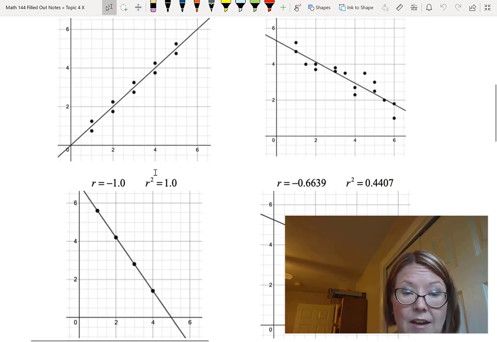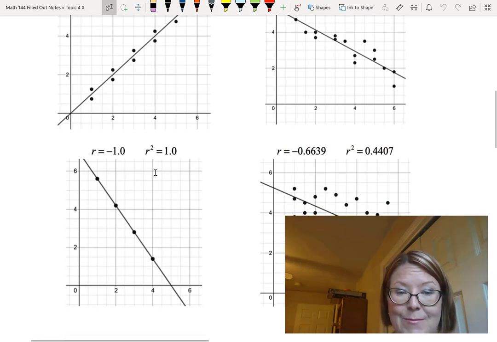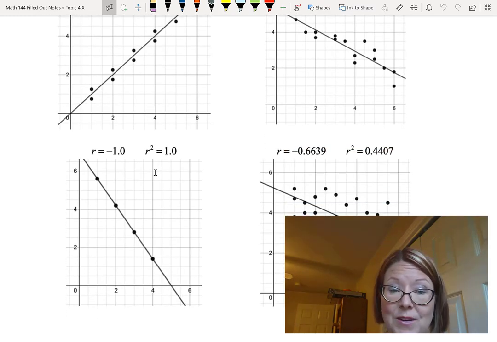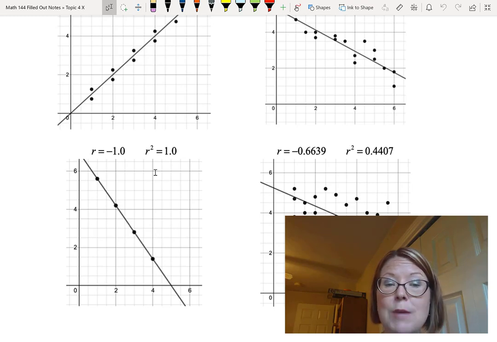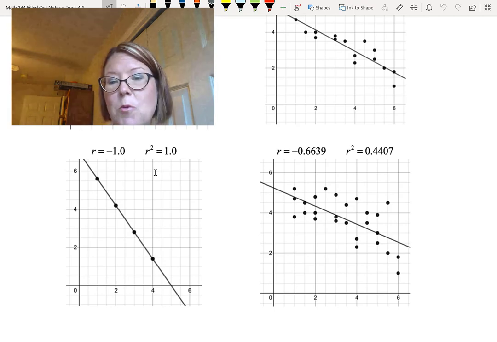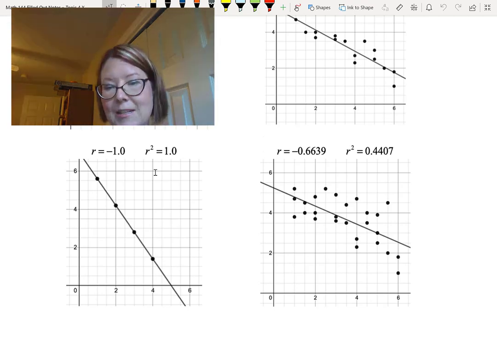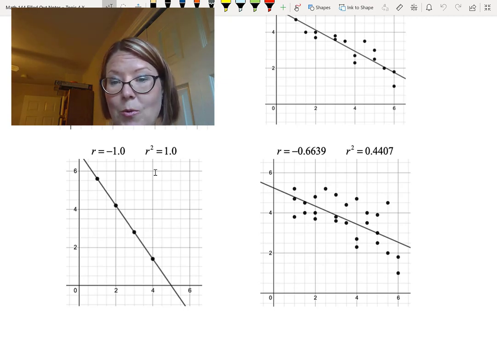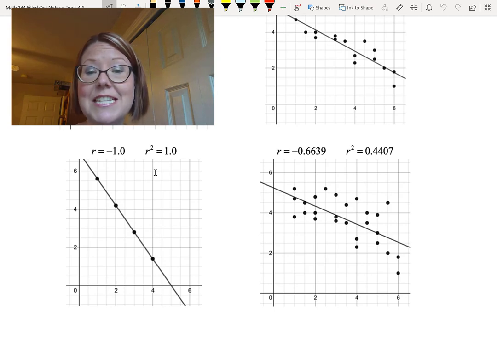In the third graph, we have a perfectly fit line between four points. It's a decreasing line, and its r value is negative 1, which tells us it is actually a perfect negative linear correlation. And in the fourth graph, we have a linear regression that is decreasing with points scattered much more randomly around the line. In this case, we have an r value of negative 0.66, which means that we do have a negative correlation, but it's definitely not as strong as the other ones we saw.